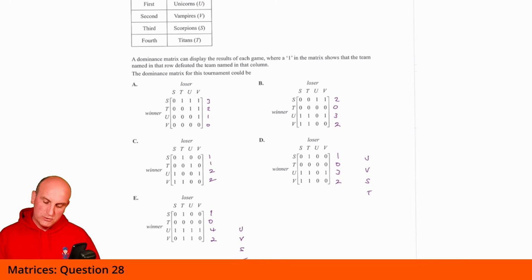So why have I got 2 different ones here? Let's just check that one there. 1, 2, 3, 1, 2, 0, 1. U, V, S and T. The dominance matrix for this tournament could be.